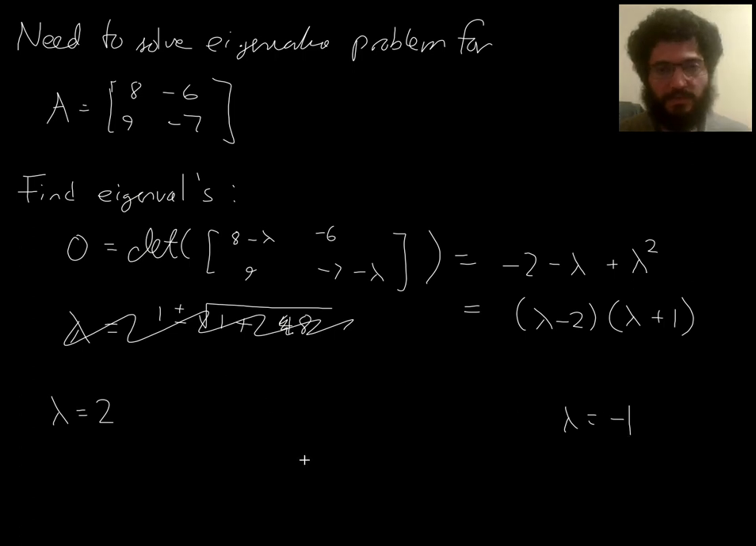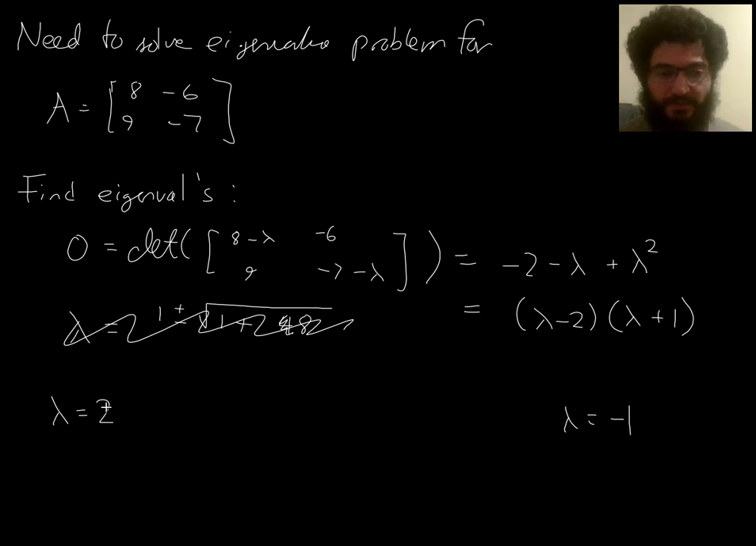Now, this is like the best situation you can possibly be in. Two distinct real eigenvalues. When you have distinct eigenvalues, actually due to some theory in linear algebra, you'll be guaranteed to get enough linearly independent eigenvectors.